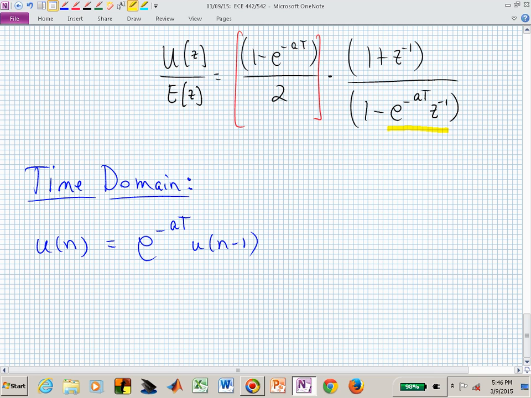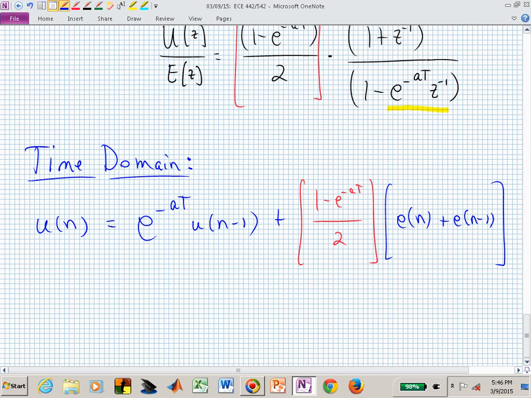I hope that's okay. And then we have the other piece, which is our gain. That will be weighting E of n and E of n minus 1.